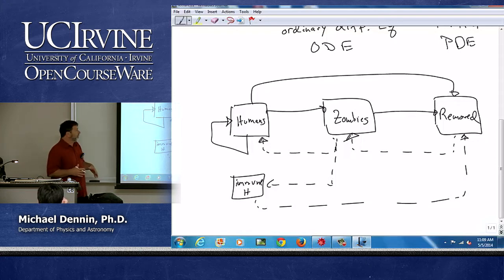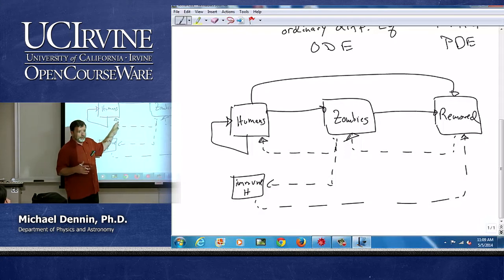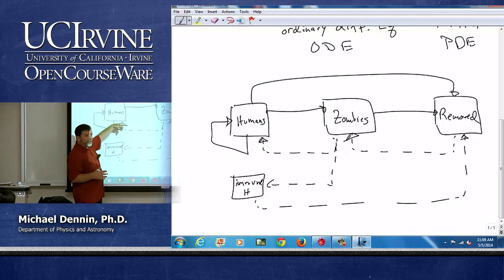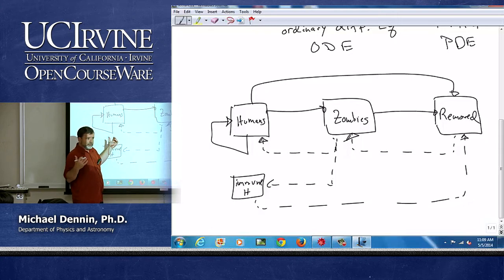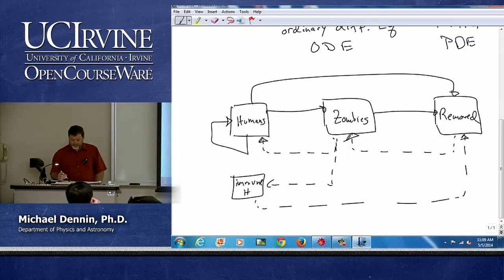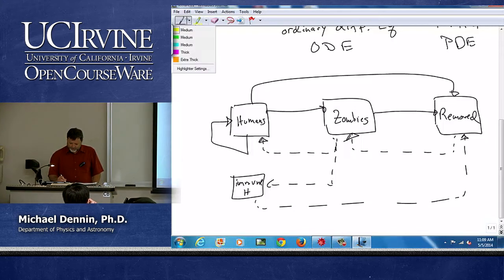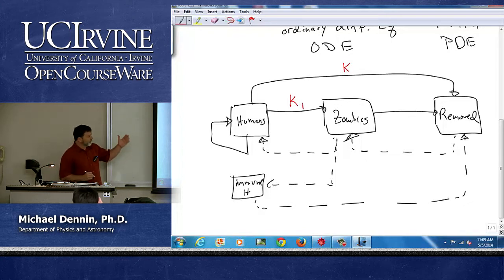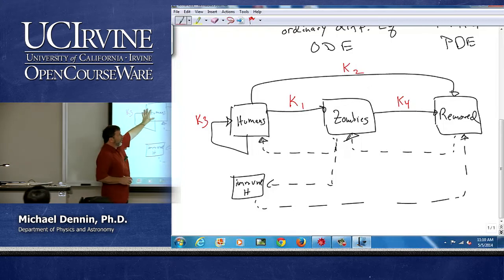And one other thing you might consider is if you were only, say, modeling humans in New York and zombies in New York, you would need separate arrows for the flow in and out of the system. Now, in this simple model, all of these arrows get rate constants. So there's a rate k1 at which humans become zombies. There's a rate k2 at which humans are removed. There may be a rate k3 for the birth of humans and a rate k4 for zombies being removed. And I'm going to keep our model at that level.